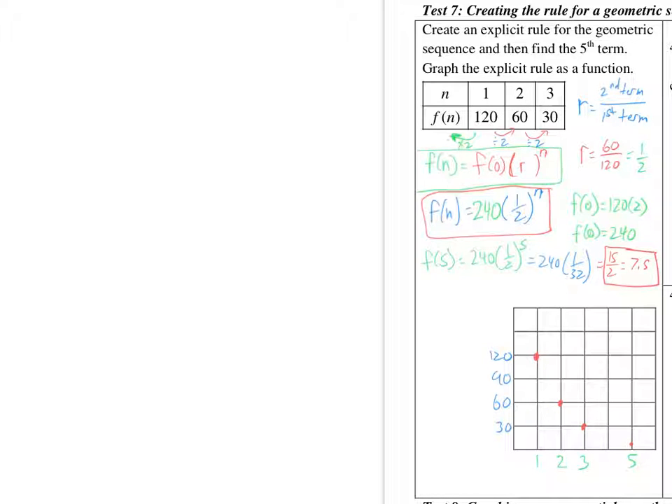So, this is the formula to get the rule. Here's the rule. Here's the fifth term. Here's the graph. Now, be careful on this test. If your values are shrinking, shouldn't your R always be a fraction? Because if I'm dividing, say, by 5, isn't that taking a fifth? But if your values are growing, shouldn't your R be not a fraction, but a whole number, a big number, bigger than 1? So just be aware of that. That's important to check your work.